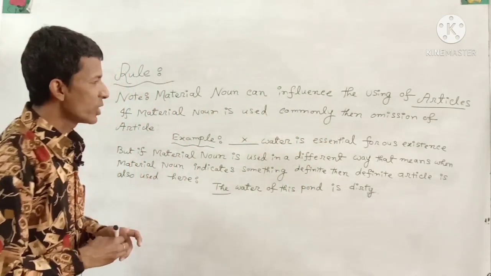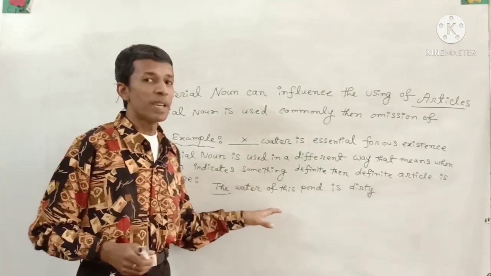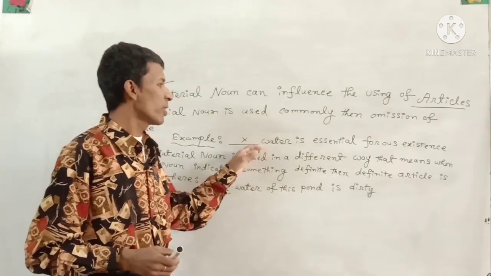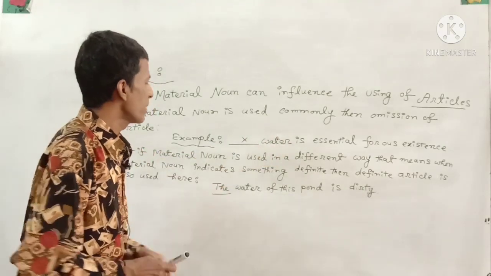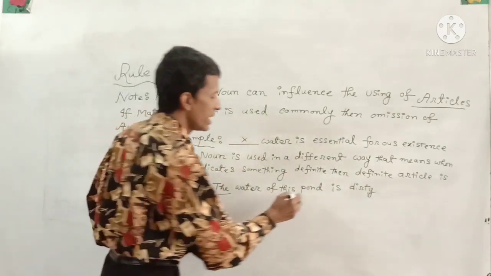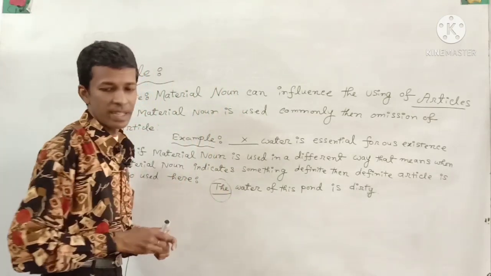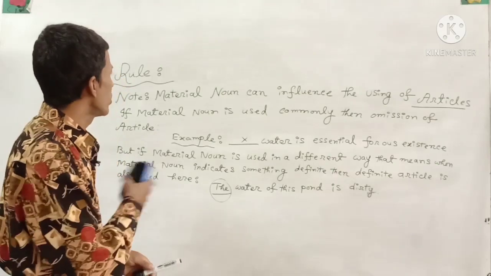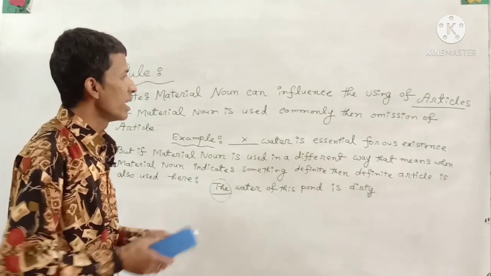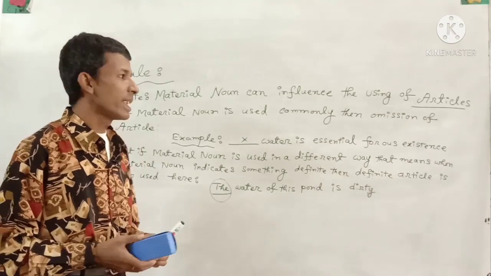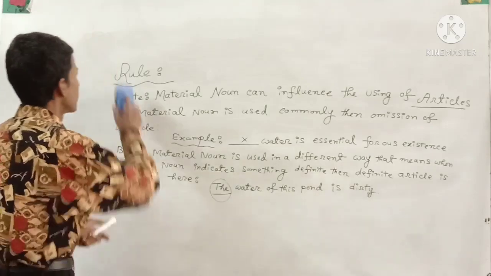So look at these two examples. In both of these sentences, water is used as material noun. But in the first example, water is used in common. But in the next example, water is used for a definite pond. As a result, I have used here definite article. I think both of these two rules are very clear to you, because I have explained them with two important examples.